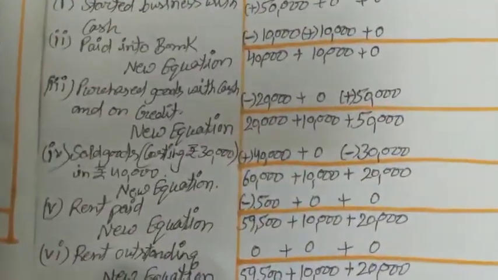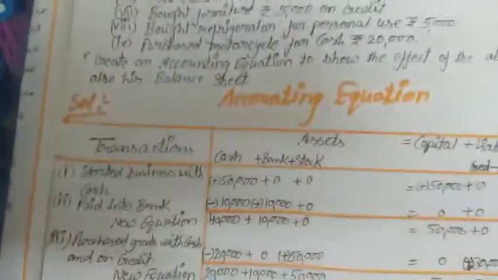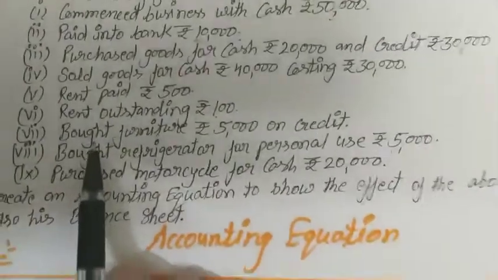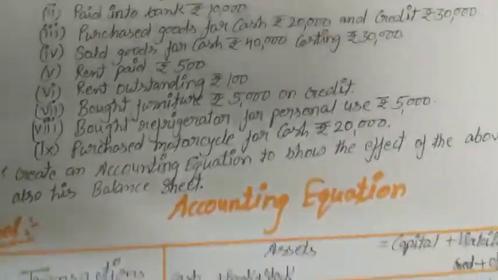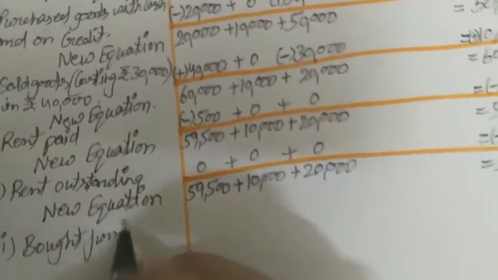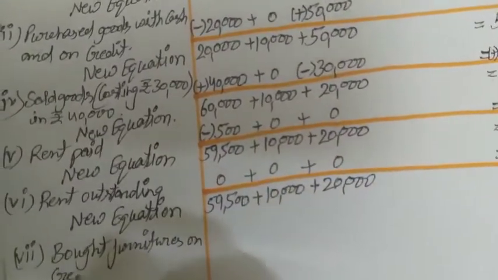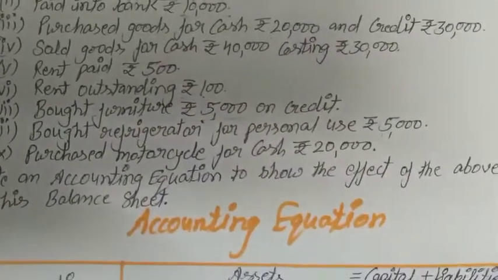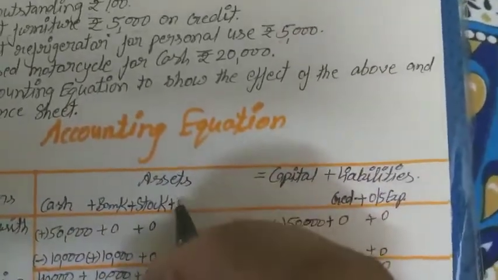Next one, seventh transaction. What they said in the seventh transaction? Bought furniture rupees 5,000 on credit. Furniture purchase on credit. So bought furniture on credit. Amount is 5,000. So a new head will be there because furniture is coming into the business.